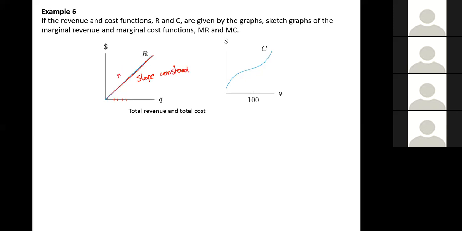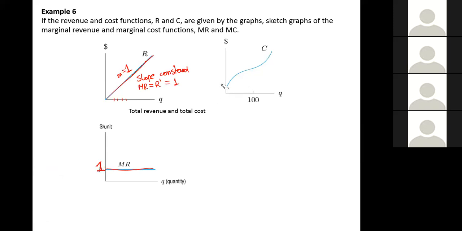And what we can say is the slope is maybe 1, which means the marginal revenue, or I can say R prime, is constant. It's, let's say, 1. Okay, and we can see that this is that value, 1. Let me put 1. Okay, constant quantity.